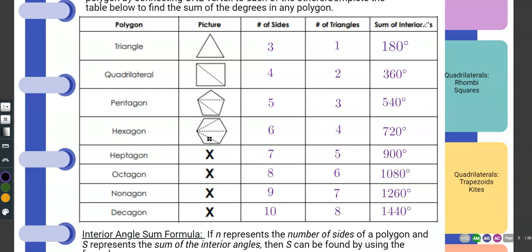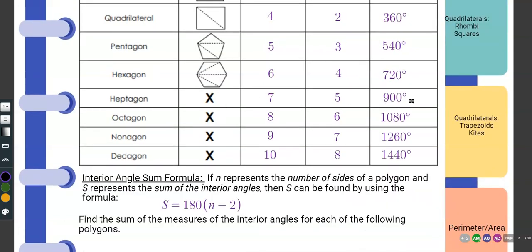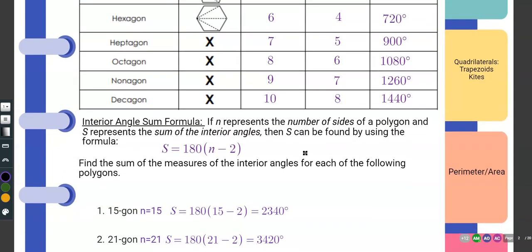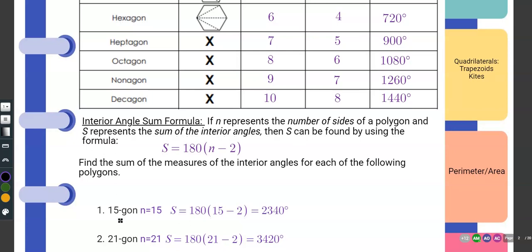Notice we didn't have pictures of heptagon, octagon, nonagon, decagon. We just know that they are 7, 8 sides. So for a heptagon, the interior angles is 900. For octagon, the sum of interior angles is 1080, nonagon is 1260, and decagon is 1440. Now, above decagon, we're not expecting you to memorize these, and from there on, you'll notice here in our examples, they have 15gon. They'll just put the number of sides and then the suffix gon.